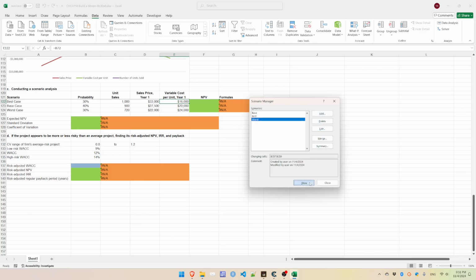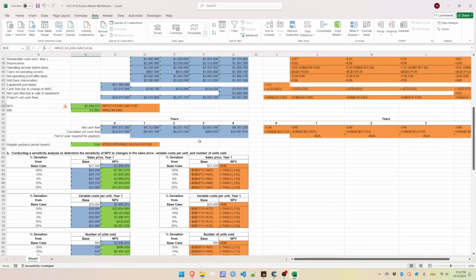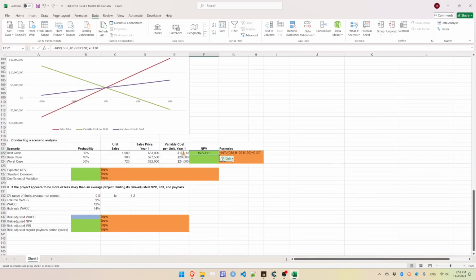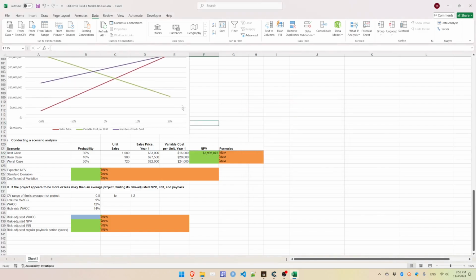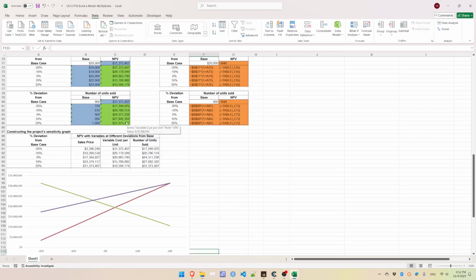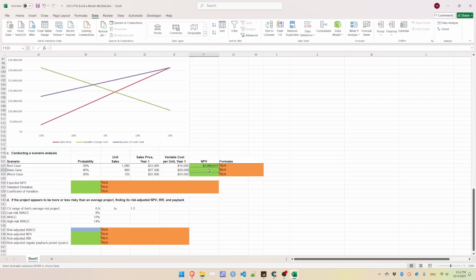It's ready, and I can say, let's see the base case scenario and show. So what do I get? The NPV I got is the number I just got. I'm gonna paste it here, just the value and the number format. That's all it is. And then I can go back to scenario manager and show the best case. As you can see, in the best case, this graph also changed a little bit, but the best case is 31 million. Do the same thing, paste it here.